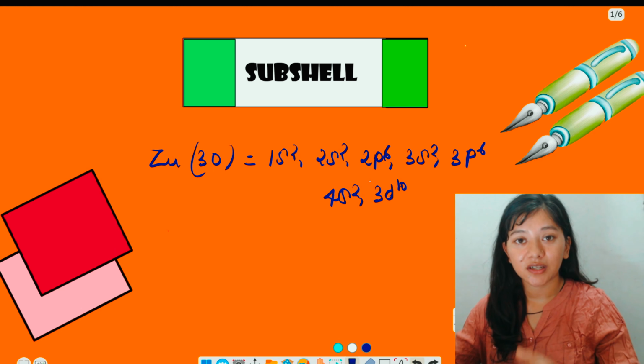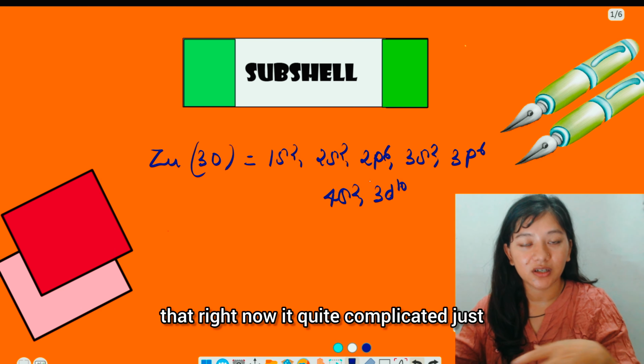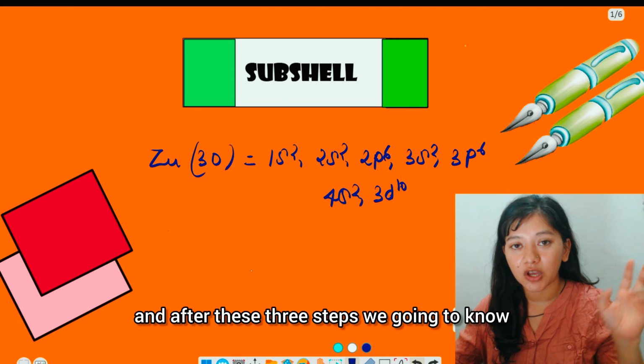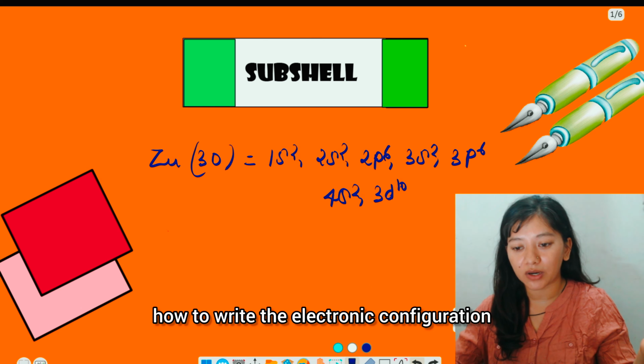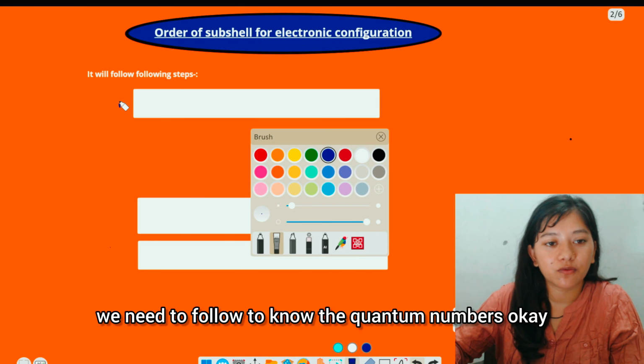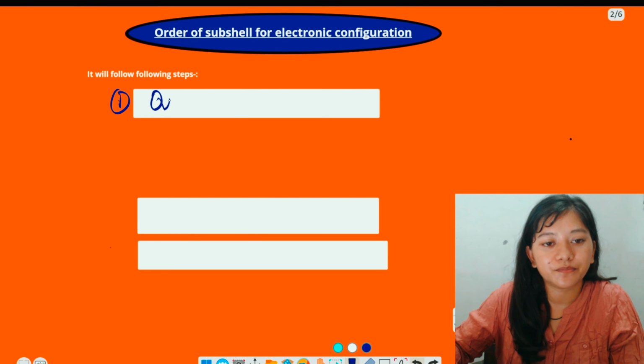If you are finding that right now it's quite complicated, we just need to follow these 3 steps, and after these 3 steps we are going to know how to write the electronic configuration. Okay, so let's start. The first step we need to follow is to know the quantum numbers.